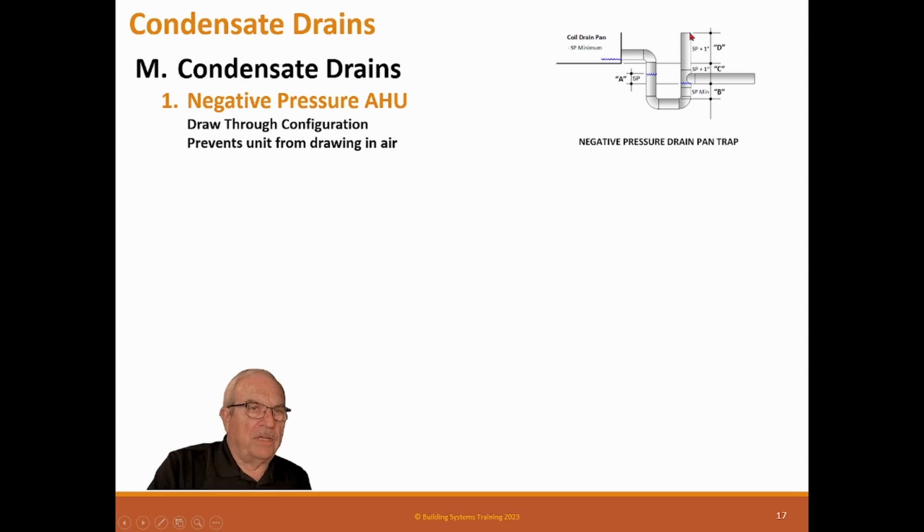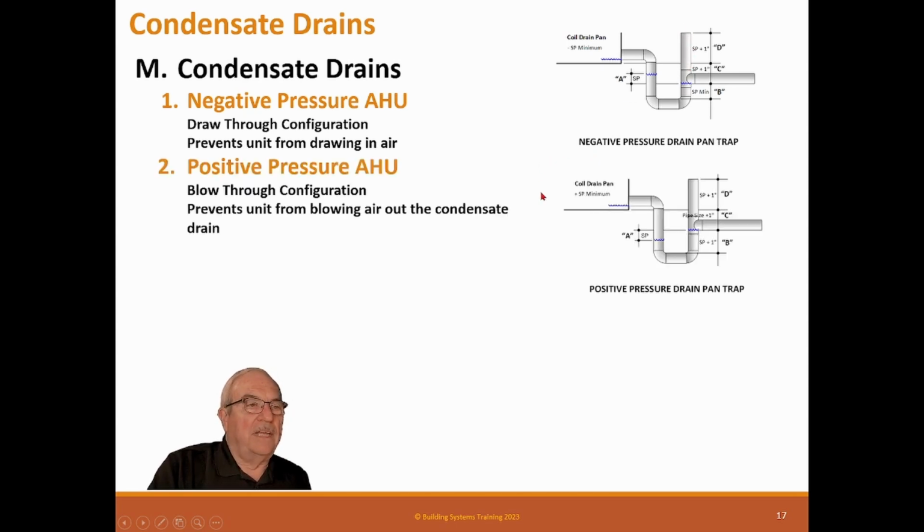They say, well, we don't want things to be able to get down there. Well, fine. Put a screen on it or a vented cap. It's got to have a vent. It can't be plugged or solid. And then you have positive pressure. These are blow-through units. This is positive pressure. So the trap still looks the same, but all these dimensions change.